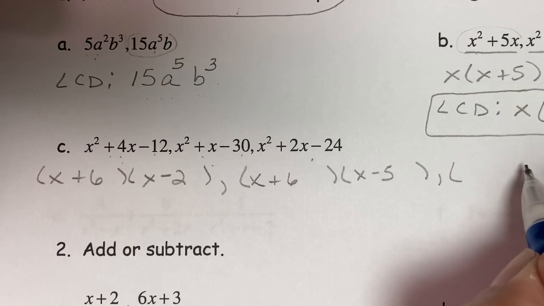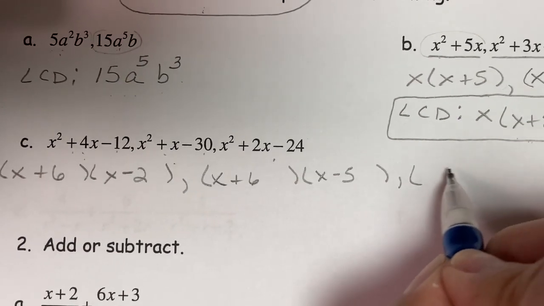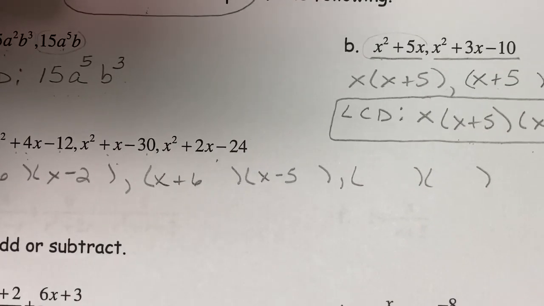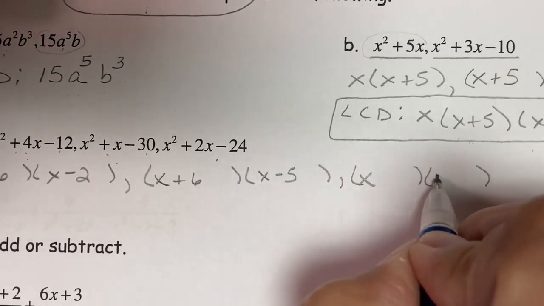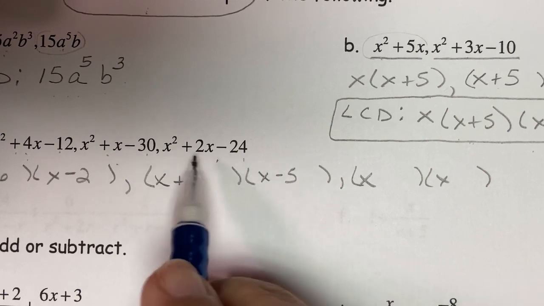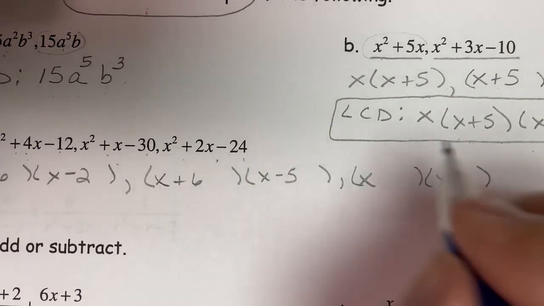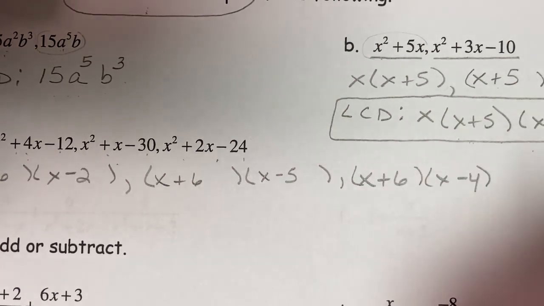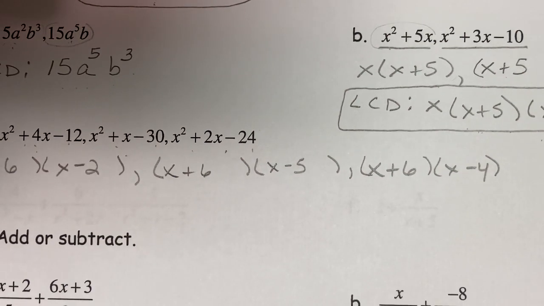And then over here, again, I need to factor. So I'm going to backwards FOIL. So I'm going to have, again, x, and I need two numbers that multiply together to get -24 and add together to get +2. So it's going to be a +6 and a -4.